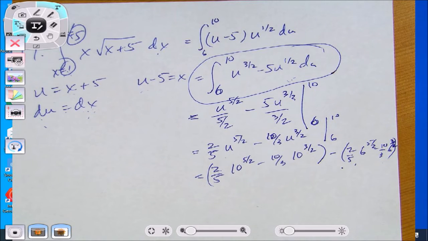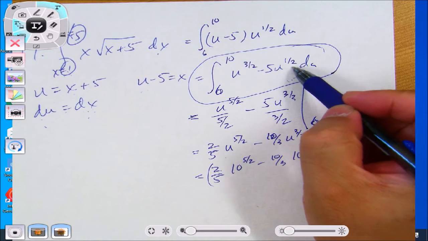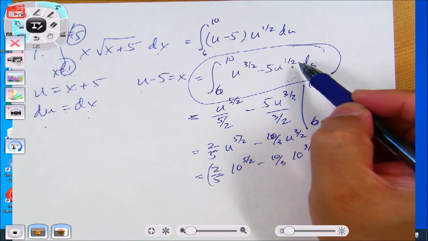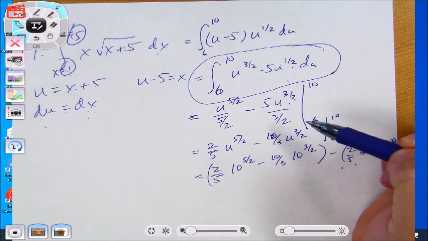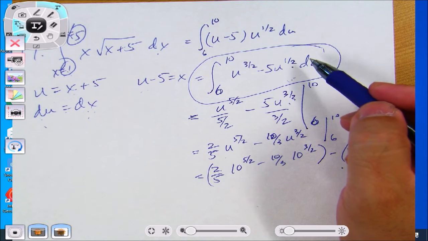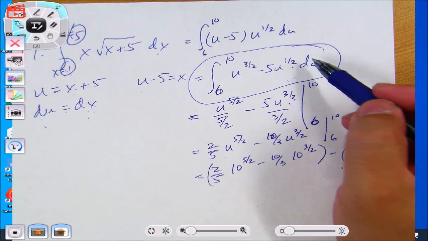Okay, hold on. I've got too many creaking noises going on to hear you. Okay, you know how I got u to the half here? Add 1 to the exponent, divide by the new exponent. 1/2 plus 1 is 3/2. Right? It's just power rule.